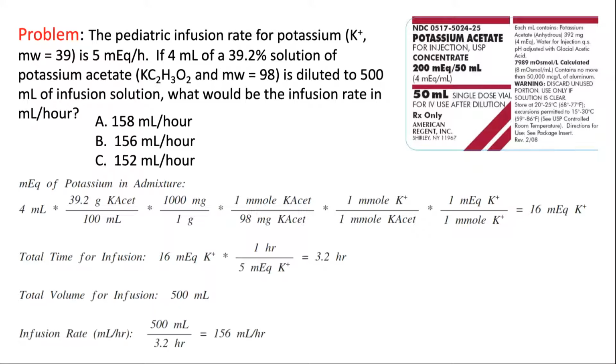So clearly, to calculate the infusion rate, let's just take the total volume of 500 milliliters and divide it by the total administration time, which was 3.2 hours. That gives us 156 milliliters per hour. So if we pump this bag with its concentration of potassium in there at 156 milliliters per hour, that volume will also be providing essentially 5 milliequivalents of potassium per hour. Okay? And that essentially is the final answer to this question.